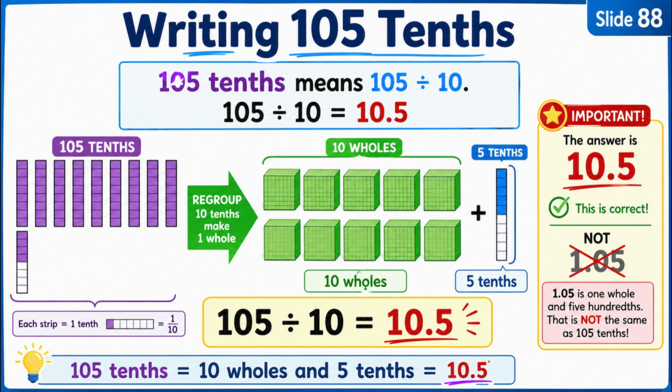Writing 105 tenths. 105 tenths means 105 divided by 10. 100 tenths make 10 whole units. The remaining 5 tenths make 0.5. So, 105 tenths is 10.5.